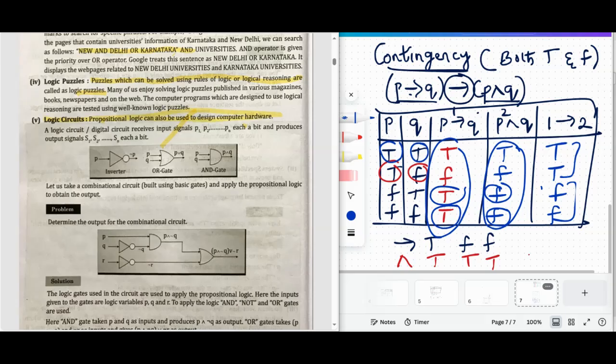The next one is logical circuits. Propositional logic can also be used to design computer hardware. We have many different types of computer hardware; if you take a television, you have a motherboard which is designed in the form of logical circuits. Every electronic system uses these gates, like the inverter, the NOR gate. These gates are used to design a logical circuit which is used to run any electronic device.